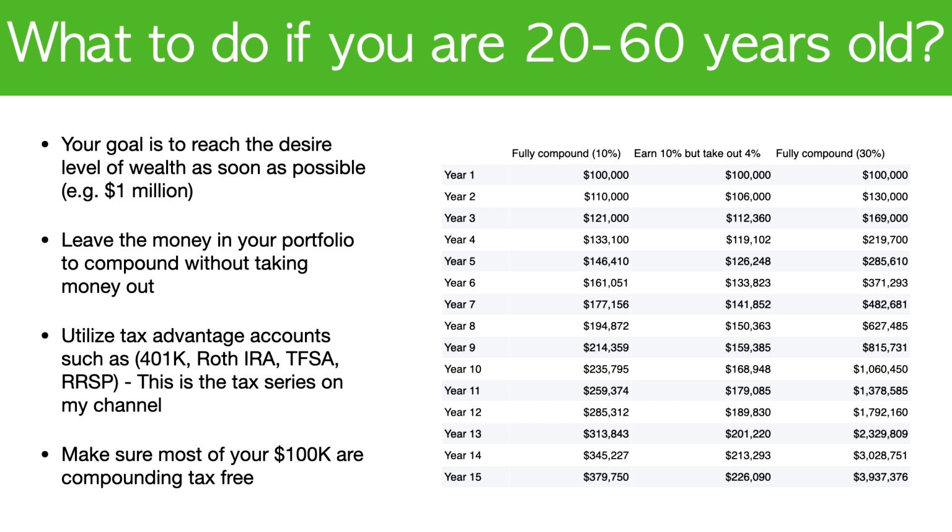$379,750. Okay? Now, what if you make 10%, but you want to take 4% out? You're following the 4% withdrawal rule. Now, if you do that, then what you'll end up getting is starting 100,000 and it will only grow to 226,000. So you can see that the growth there actually slowed down significantly. The difference is $150,000. So that's actually quite significant when you think about it.